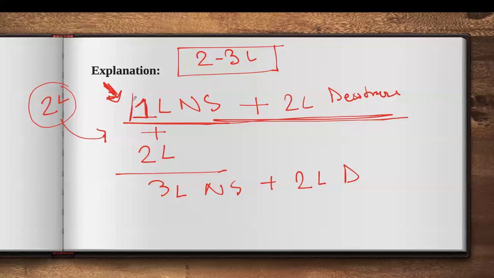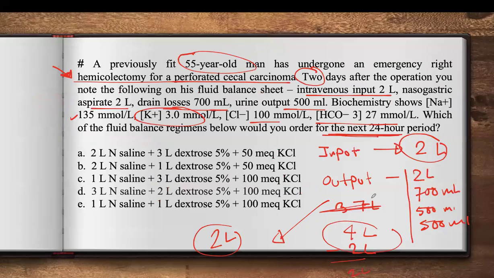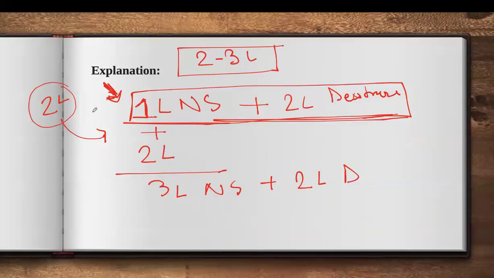Now, that's for everyone. From here, we know this patient is losing more. So we need to add this lost fluid to this maintenance fluid. So where do we add it? We add that 2 liter to this existing formula. So that becomes 3 liter normal saline plus 2 liter dextrose. So how much fluid will this patient get in a day? 5 liter.